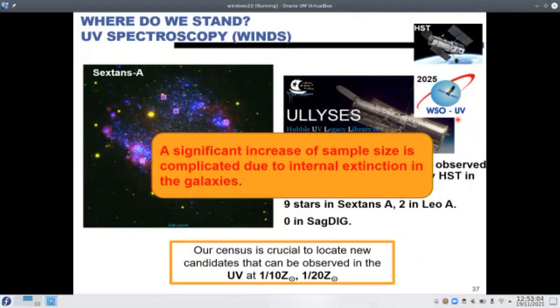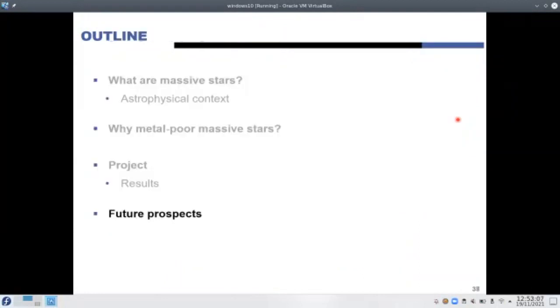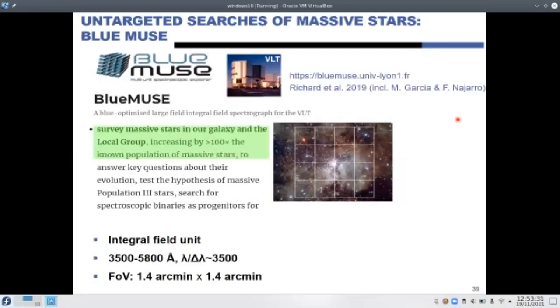So with this pessimistic message, I start the last section of the talk, where a message of hope comes. Because we are hitting the limits of current instrumentation, we are involved with new instruments and with new missions. And I wanted to highlight a couple of instruments where we have been involved. The first one is BlueMUSE. BlueMUSE is an integral field spectrograph with a very wide field of view that works on the optical range.